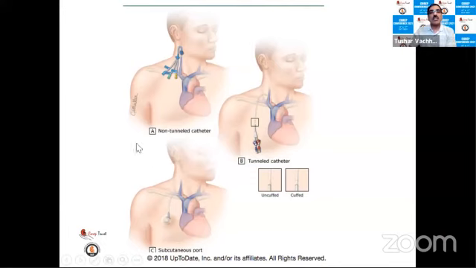When we talk of non-tunneled catheters, the most common site is the jugular vein. And for tunneled catheters too, the common site is the jugular vein. These veins open up into the central veins, which then empty into the heart. So the tip of the catheter is generally located very close to the heart, in the right side of the heart.